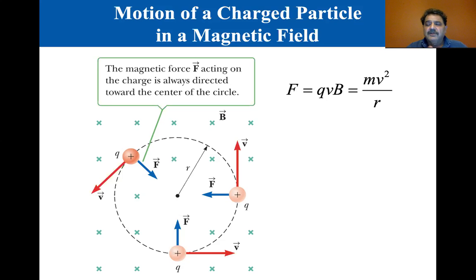Let's solve for r. The r goes on one side of the equation, the QVB goes in the denominator. So now we have mv squared divided by QVB. The v takes away the v squared, so r is equal to mv divided by QB. So knowing the mass of the particle, its velocity, its charge, and the magnetic field, we can calculate the radius. This is the principle for the mass spectrometer. The mass spectrometer separates the mass by the radius. It's one of the ways that it's applied.